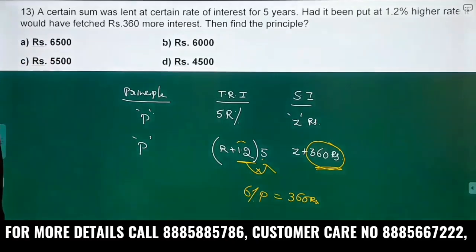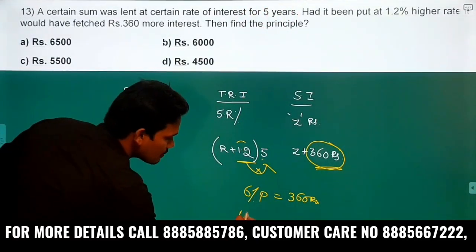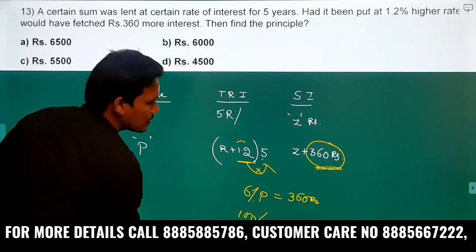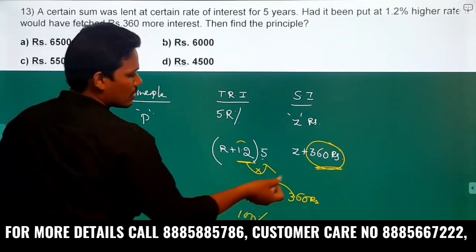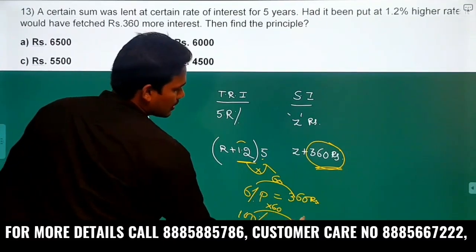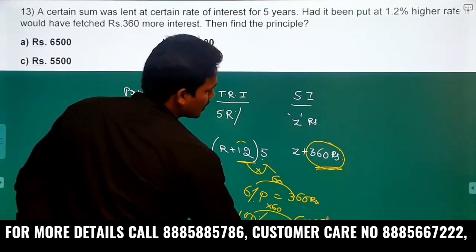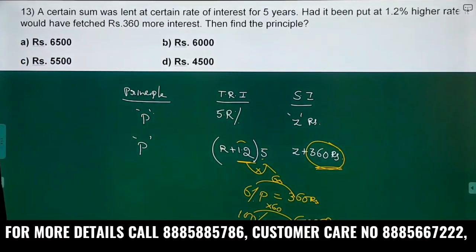6% value on principal equal to 360. Now what is asked? Find the principal. Already I said principal must be considered as 100%. Just find the 1% value: 6 times how many gives 360? 60. So 100 into 60, this value will become 6,000 rupees. Means your principal value will become 6,000 rupees.